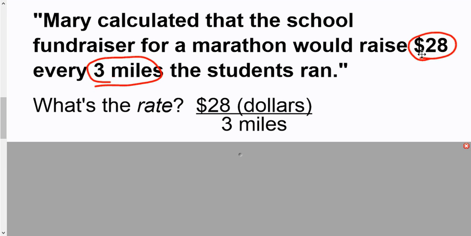No particular reason, but $28 came first, so I stuck it there on top. I just put dollars here to let you know what the units are. You can just leave the dollar sign there and cross this off if you want to. People understand. But then the other situation is I put 3 miles on the bottom because it did come second. Is there anything wrong with this?